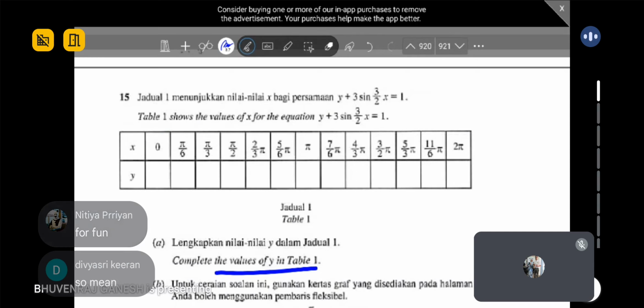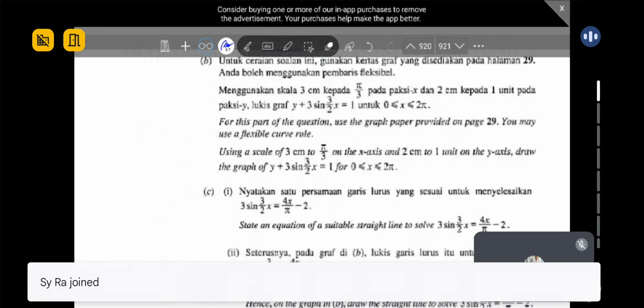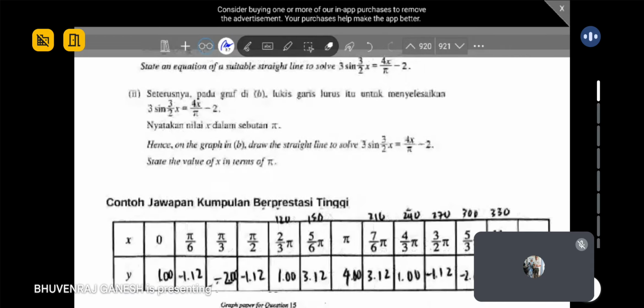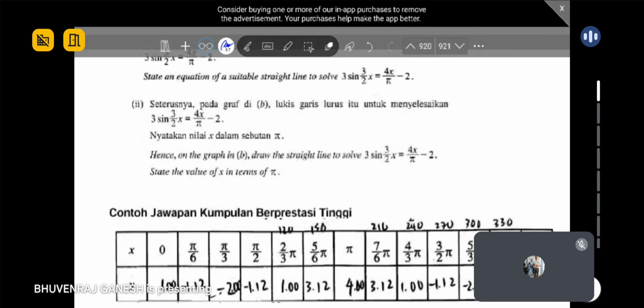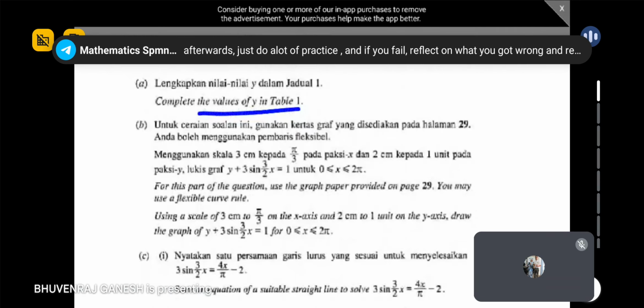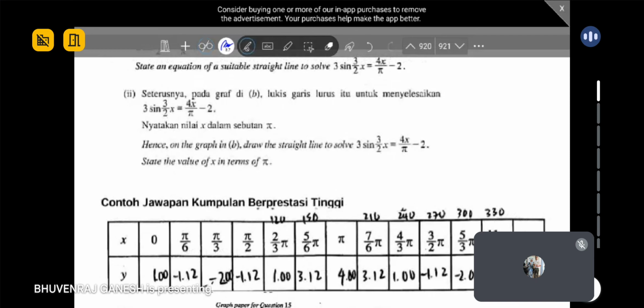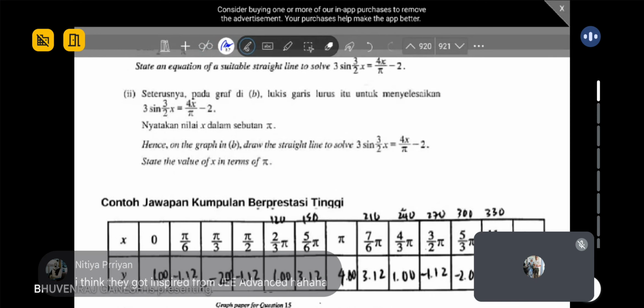Just make sure you substitute correctly inside this equation. Find your y value. All your answers will be this one. Give your answer to 3 decimal places. Always be consistent, guys. 2 decimal places. Every single answer.